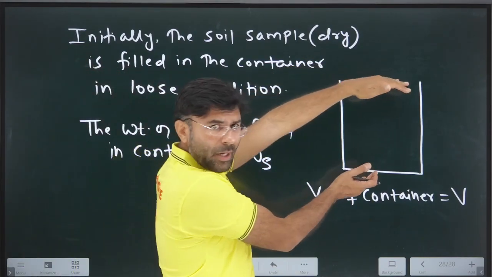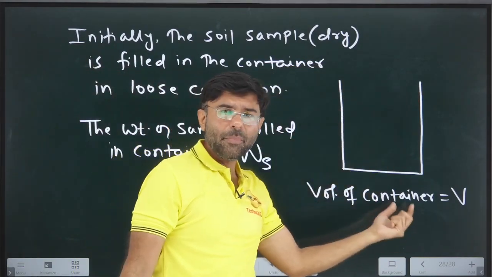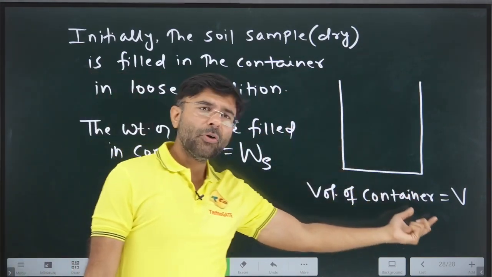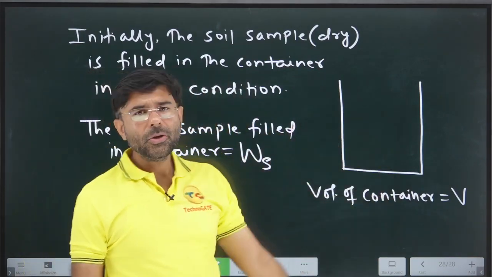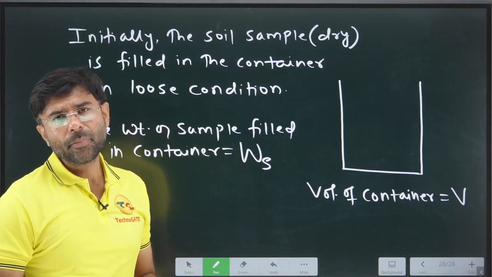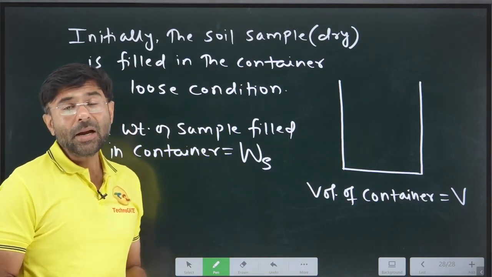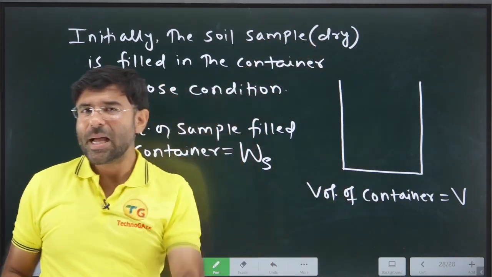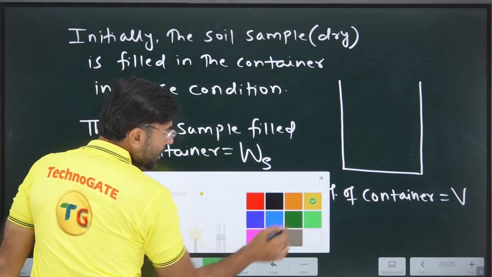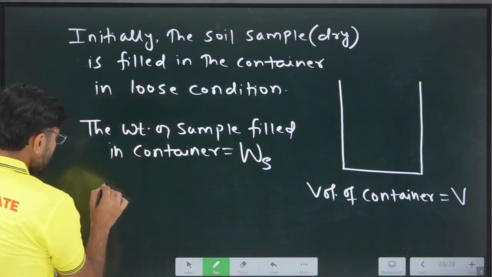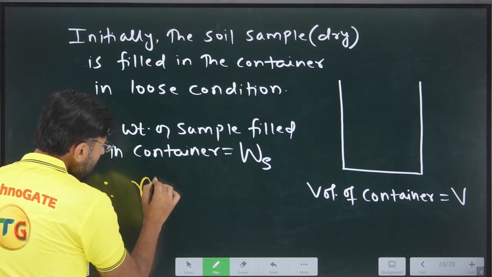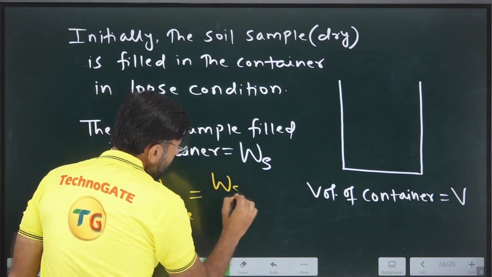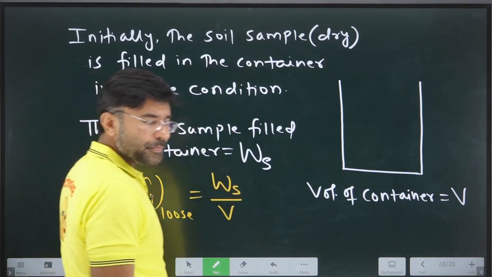What will be the volume of the sample that has been kept inside the container? The volume of the sample will be equal to the volume of the container. So I have the weight of the loosely filled soil, and I have the volume of the loosely filled soil. From weight and volume, can I calculate the unit weight of this soil? And which unit weight will I have? Since the sample was dry, the unit weight I will get will be a dry unit weight. So I can simply say that gamma d of the loose soil sample is Ws upon V.